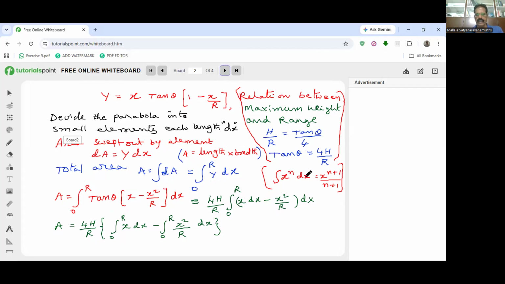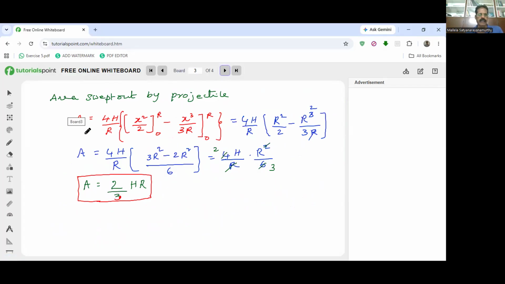This is the integration identity: integral x power n dx is x power n plus 1 by n plus 1. I will use that identity here. So the area swept out by the projectile A is equal to integral 0 to r of tan theta into x minus x square by r dx. Tan theta is 4h by r, as already mentioned. So A is equal to 4h by r integral 0 to r x dx minus integral 0 to r x square by r dx.